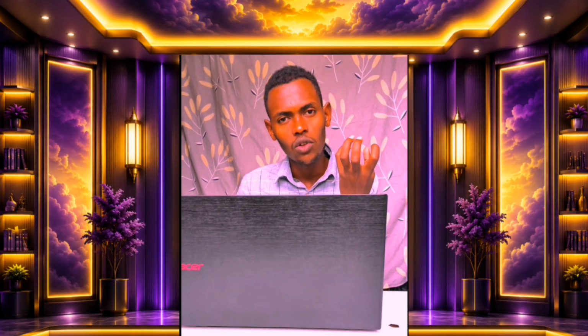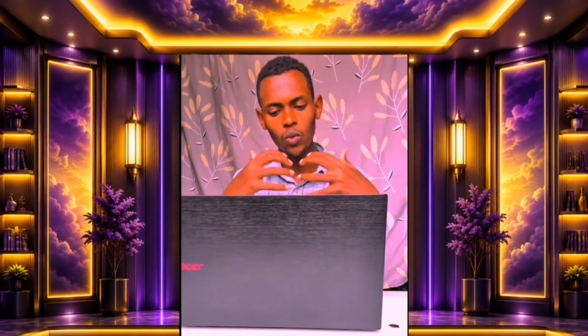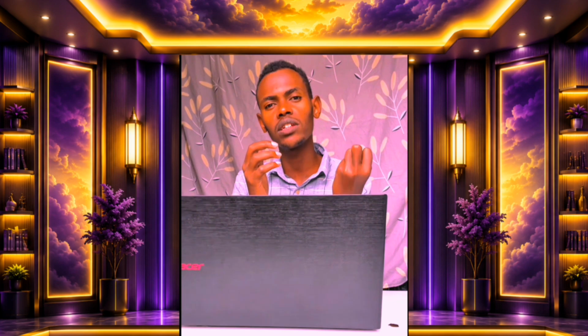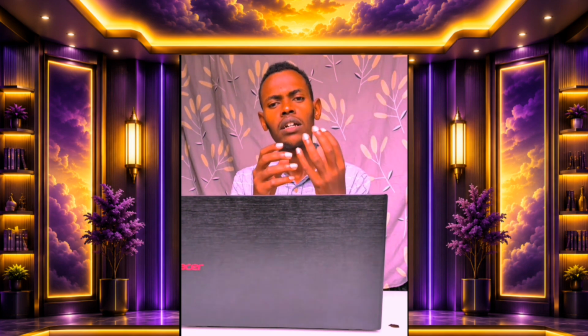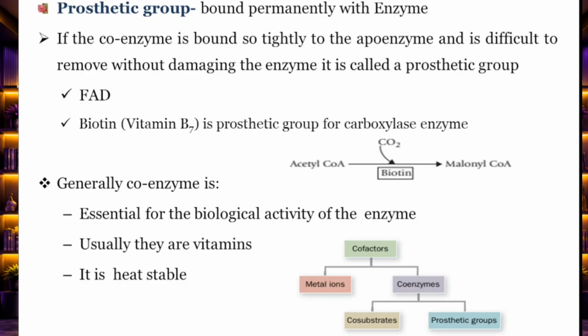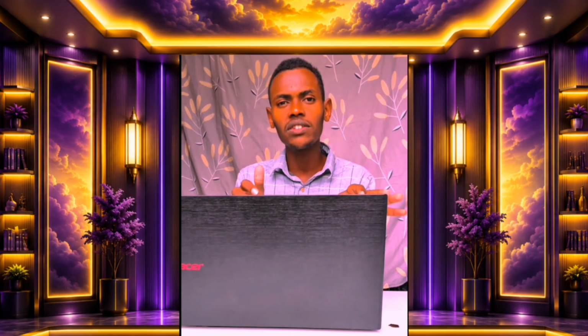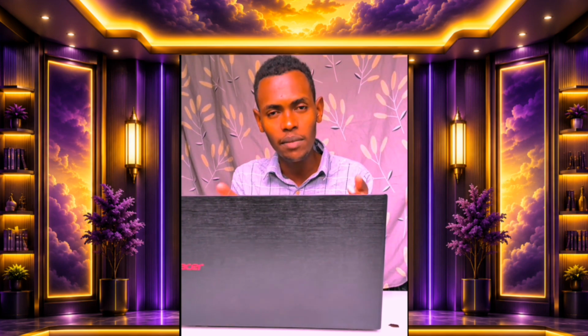This is the co-substrate, a coenzyme which binds with the enzyme loosely or transiently. That means no damage occurs when this group leaves or comes. But the other type of cofactor or coenzyme is called a prosthetic group. This prosthetic group is permanently bound with the enzyme. If the prosthetic group is removed, the enzyme will be damaged. It is impossible to remove the prosthetic group from the enzyme without damaging the enzyme.